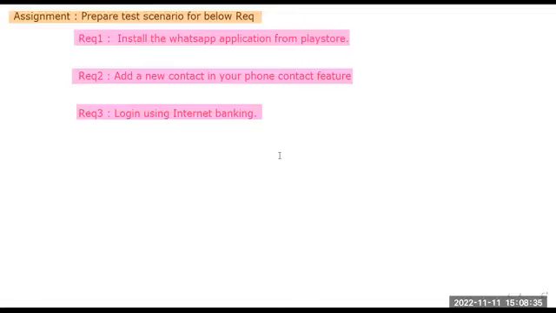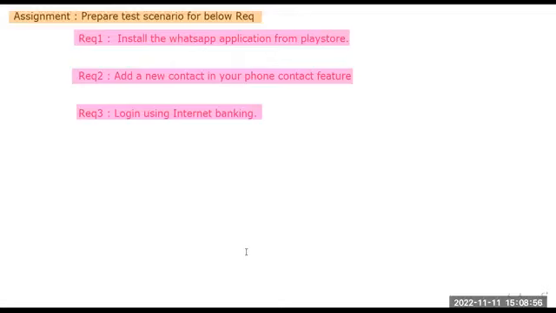Can I move on, guys? I will suggest you try to prepare a minimum of 15 to 20 scenarios for each requirement. It looks simple, like "install WhatsApp," but for this you can prepare 10, 15, even 20 scenarios. So think about it.